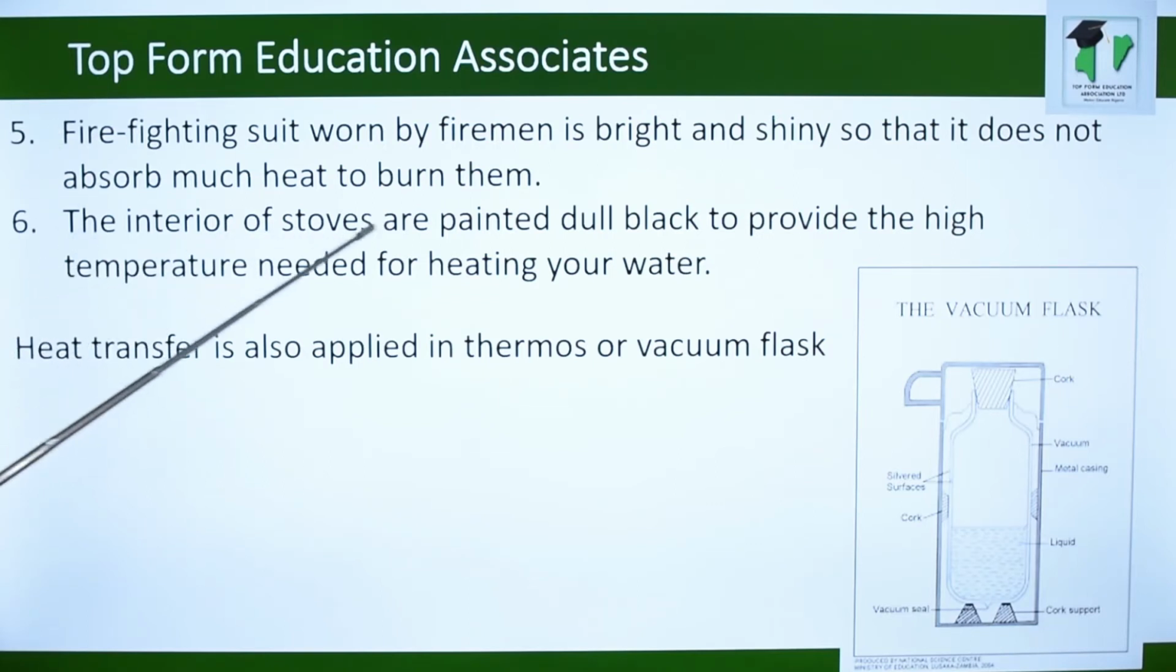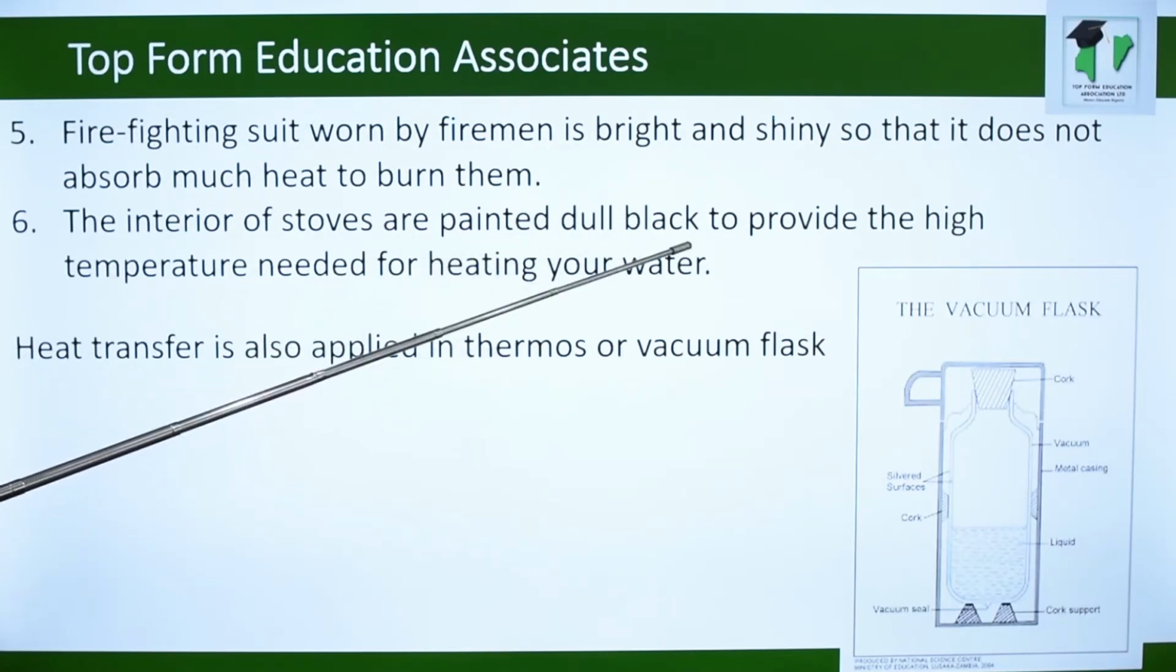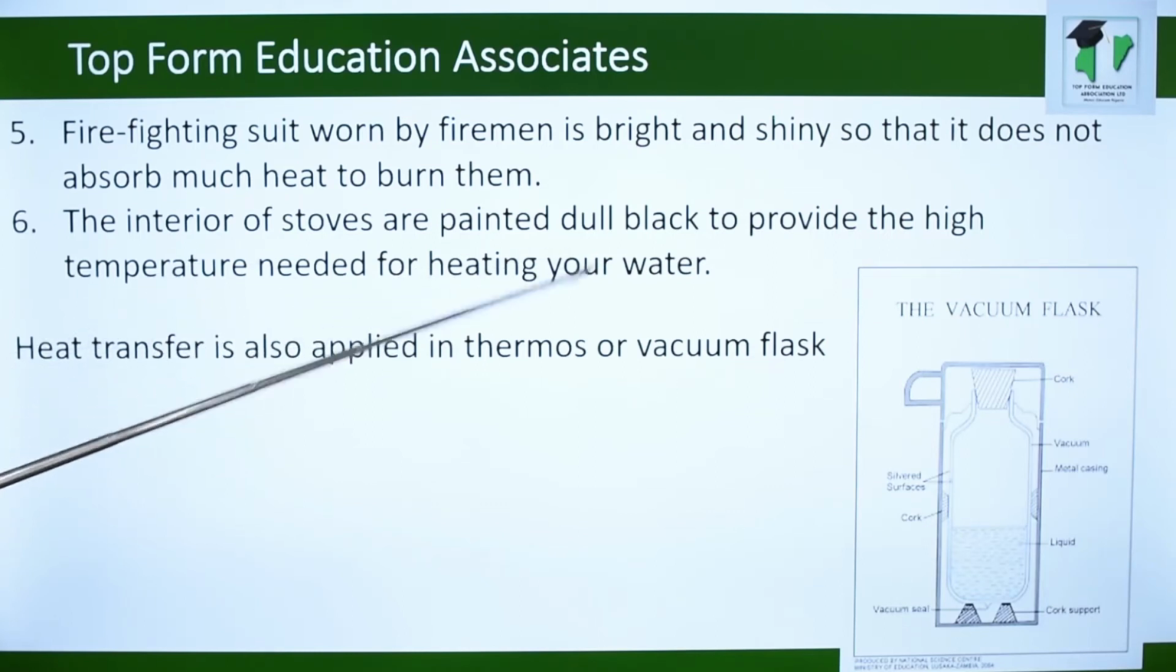Also, the interior of stoves that you use to cook in your kitchen is painted dull black to provide the high temperature needed for heating your water. Remember, a dull surface absorbs heat. It will not allow it to move out easily, so it will absorb it and keep it there, and it will give the stove the high temperature needed for you to heat your water or cook your food. Now we'll see another place where radiation is also applied.